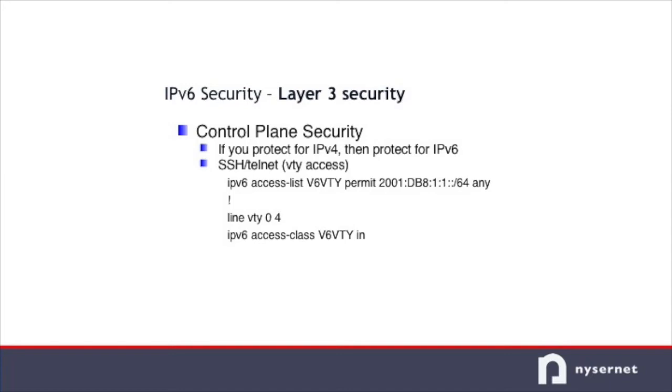Control plane security. If you protect for v4, and I hope you are all protecting your VTY access on your v4, you can secure your VTY access on v6. This is something that, if your security department is different than your network folks, and you say, I want to allow the /64 to have access, they say, oh my God, that's too many addresses, you need to lock that down. We have had some security departments do that. It's like, well, you can't.